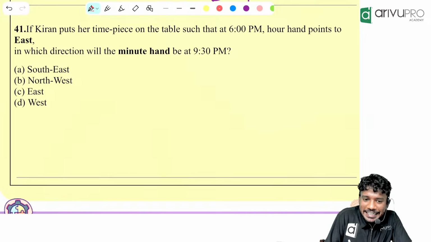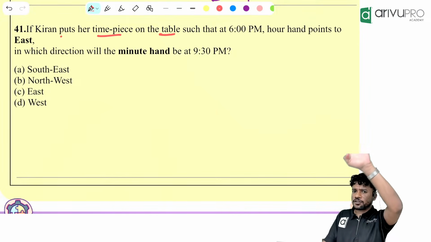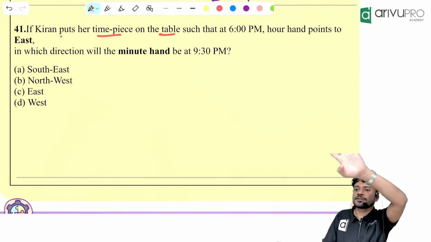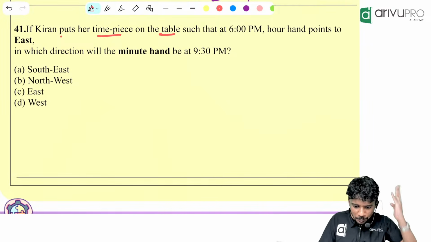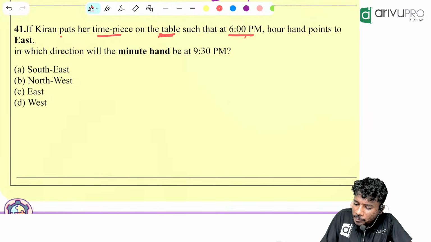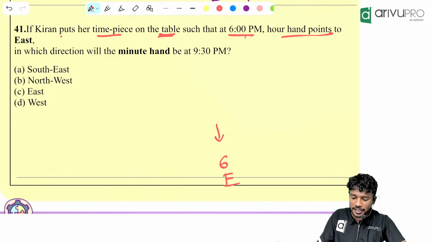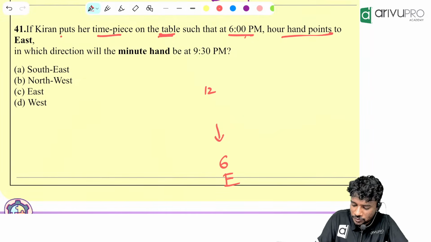Yes. Kiran puts his timepiece on the table. This is the fourth question from time-based questions. Almost all the time it is the same. Kiran puts her timepiece on the table in such a way that at 6 p.m. our hand looks towards east. 6 p.m. means 6 is over here. Our hand is looking towards east direction. Then 12 will be what? Opposite will be what? The east opposite is west.